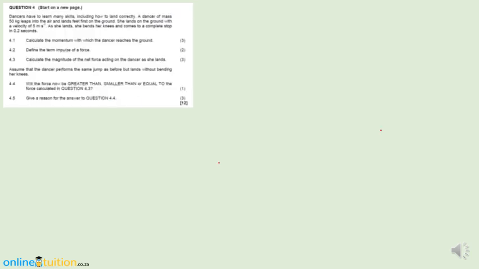Okay, so what are we given? We are given the mass of the dancer, 50 kgs. Her velocity when she hits the ground, I would rather say the speed, because she's moving downwards, is 5 meters per second. And she bends her knees, and you've got 0.2 seconds.